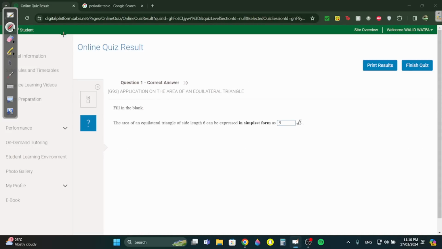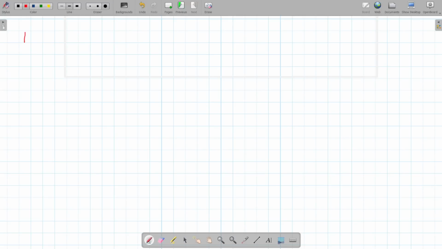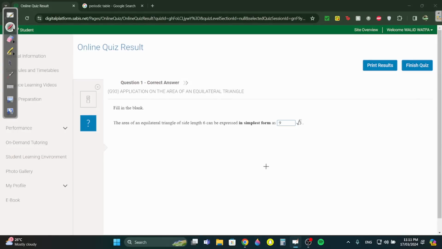What's the area? Let's start with the first formula. Area of an equilateral triangle is s squared radical 3 over 4. Let's apply that here. S squared radical 3 over 4, so it will be 6 squared radical 3 over 4, which is 36 radical 3 over 4, which is 9 radical 3.